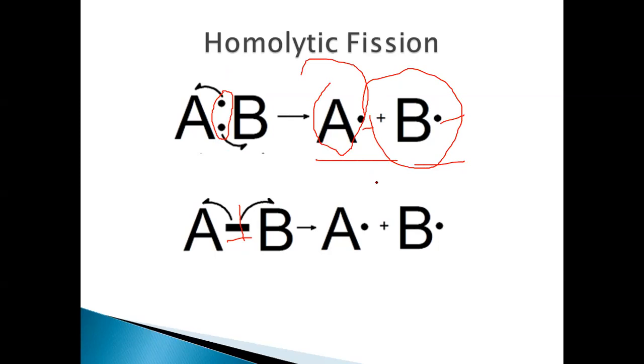After the fission, each of the electrons goes with each of the atoms. The bond is broken exactly in between. This is homolytic fission, where each atom gets a single electron, and the species which result from homolytic fission are called free radicals. There are two free radicals produced here.